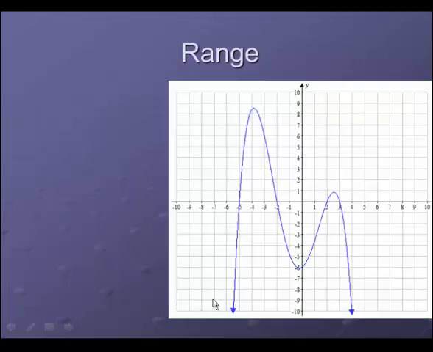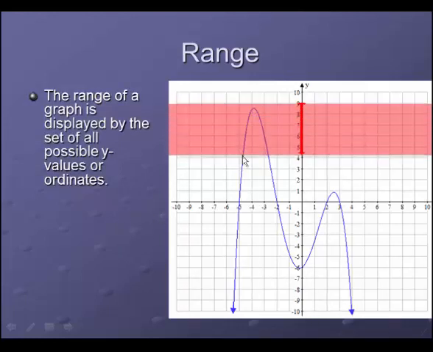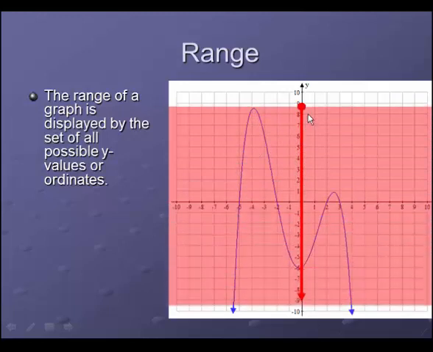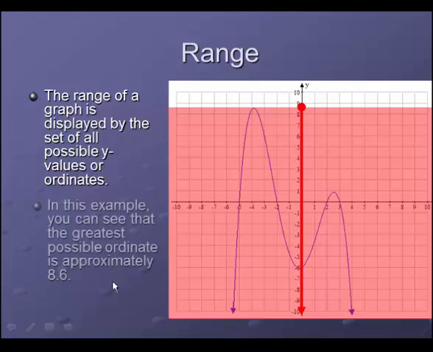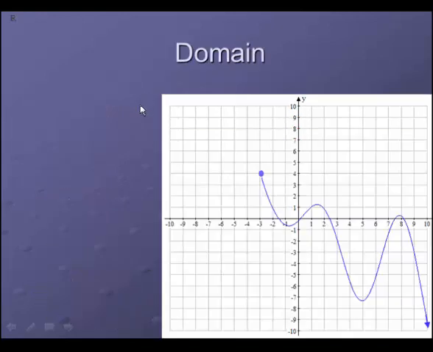Let's look at the range. The range is all about the up and down values, the y values. So in this case I want to kind of figure out, it does top out somewhere right about here. So the range are only values from basically about 8.6 and down. So the way we could say this is when y is less than 8.6, so it's everything up and down when we're doing range. Let's try it again with another function.